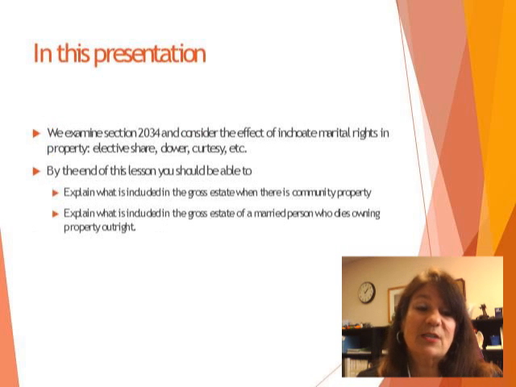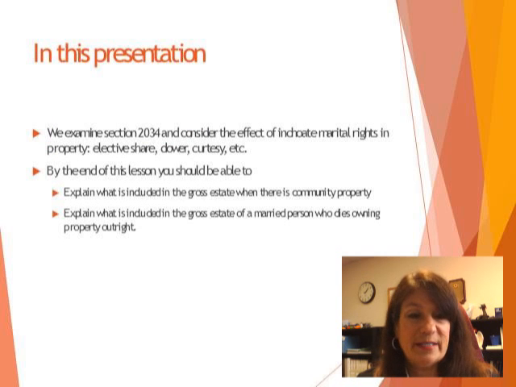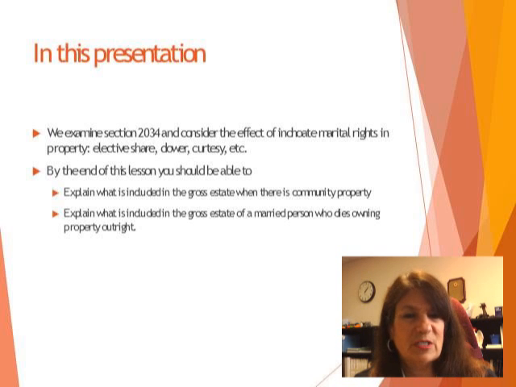Now we'll look at Section 2034 and consider the effect of inchoate marital rights in property. This would be the elective share mostly these days. It used to be dower and courtesy. And by the end of this, you should be able to explain what's included in the gross estate when there is community property and what is included in the gross estate when the married person dies owning property rights.